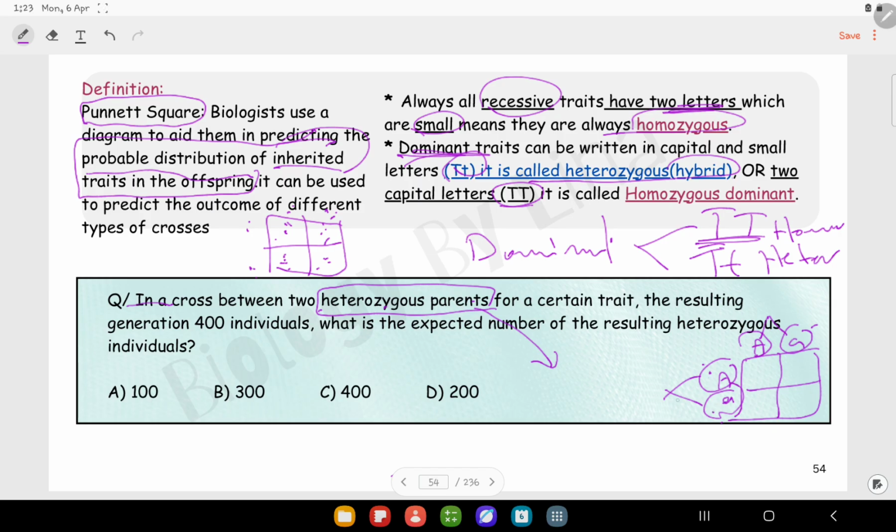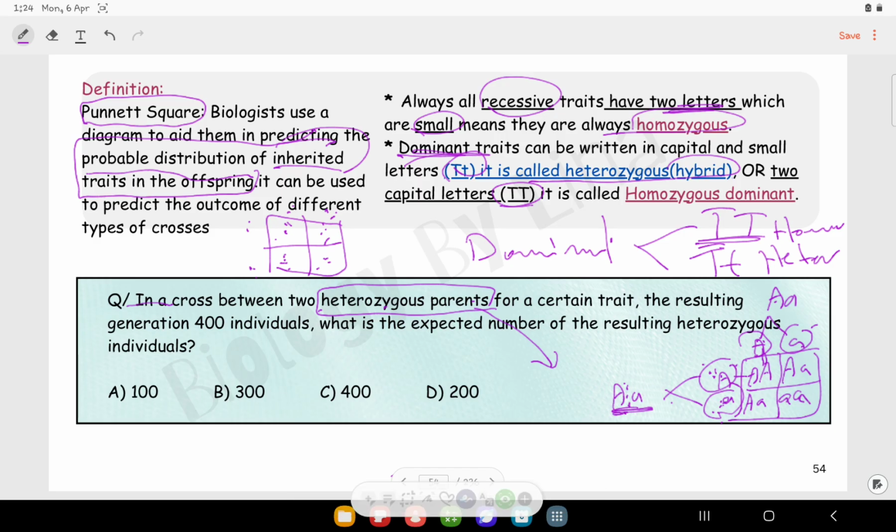For example, here we have a capital A small a and a capital A small a. According to the law of segregation, these two factors or alleles will separate from each other during the formation of gametes. And during the formation of the offspring or the zygote, they recombine again with each other. So here we have a capital A capital A, then a capital A small a, then again a capital A small a, and then a small a small a. Okay, this is the Punnett square.